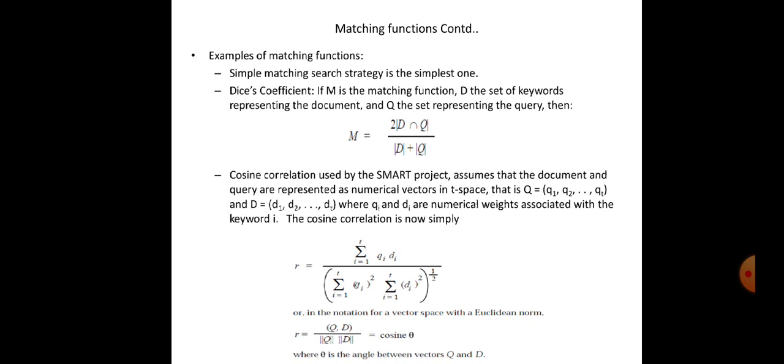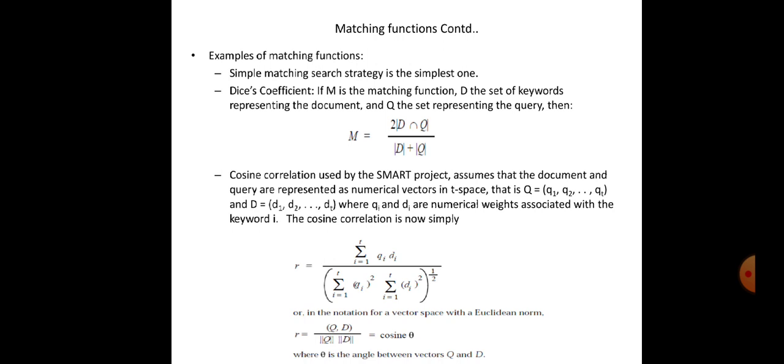Here this means we are finding the number of words which are common to both D and Q, and we multiply that by 2, divided by the number of words in the document plus the number of words in the query, that is the summation in the denominator. This coefficient is known as Dice's coefficient. This can also be used as a matching function in order to find the match between a query and a document. Another example of a matching function is cosine correlation.